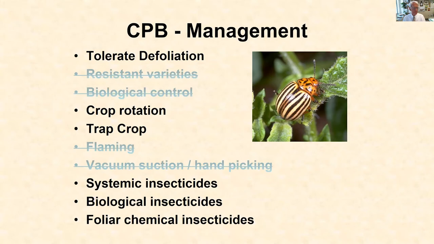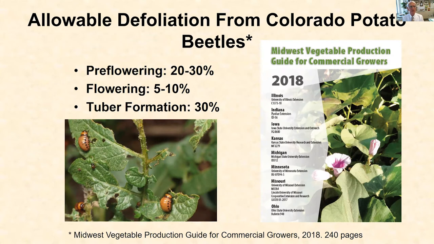We also have some biological insecticides. These are living organisms that you apply in the field as a pesticide in hopes of controlling the Colorado potato beetle. Now, I mentioned that defoliation could be tolerated, and our Midwest Vegetable Production Guide for the last several years, you should make sure you get the most recent edition and not necessarily an old one like I'm showing here, shows that 20 to 30% of the foliage could be eaten in the pre-flowering stage and you would not experience reduced yield.